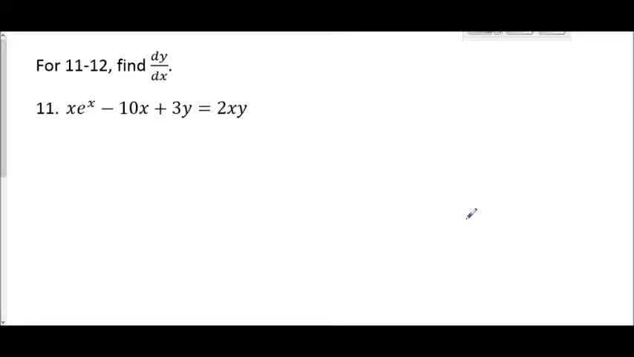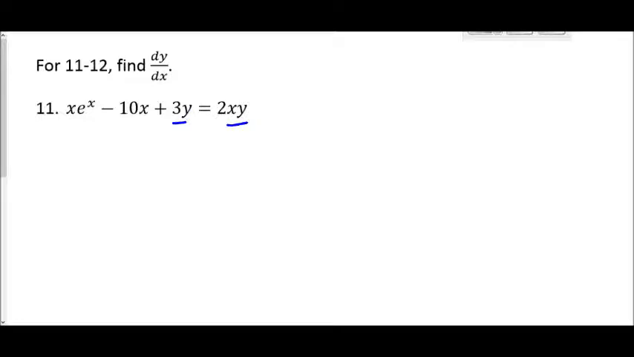All right, let's look at number 11 through 12. Well, number 11, we have to find dy dx. So we have to find the derivative. We found the derivative before on this review for the first couple problems, but the reason why this one is going to be different is because we have x and y mixed together.